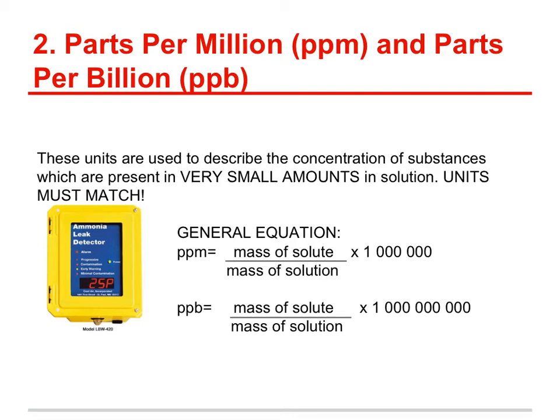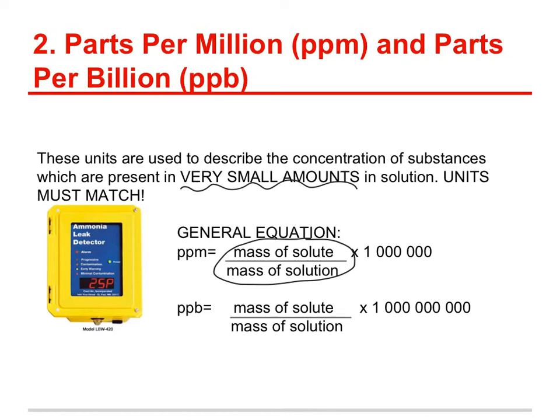In this video, we are going to look at two other ways to express concentrations as percentages, which would be the parts per million, or ppm, and parts per billion, or ppb. These units are used to describe the concentration of substances which are present in very, very, very small amounts in solution. And like the previous calculations we did, the units and masses must match.